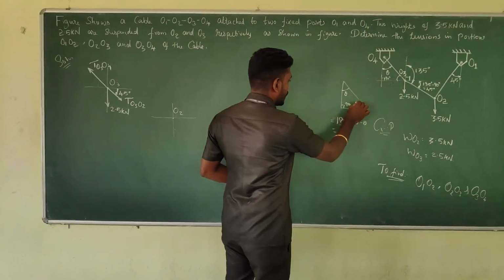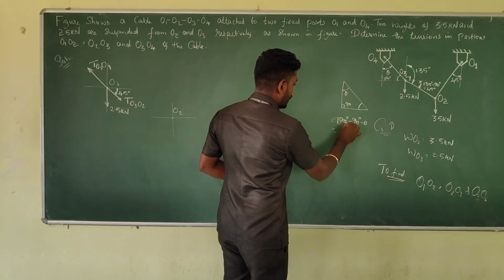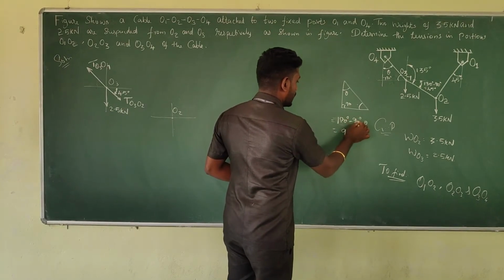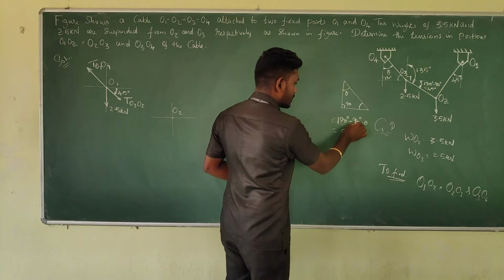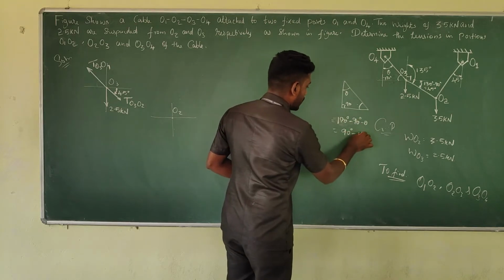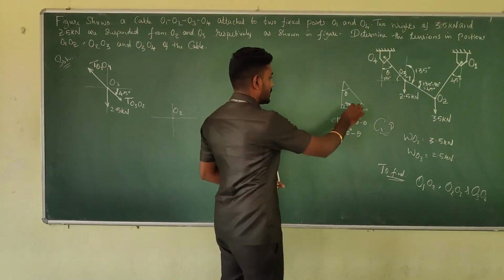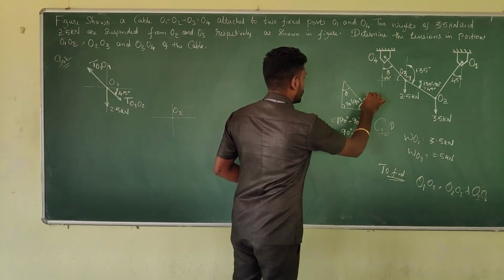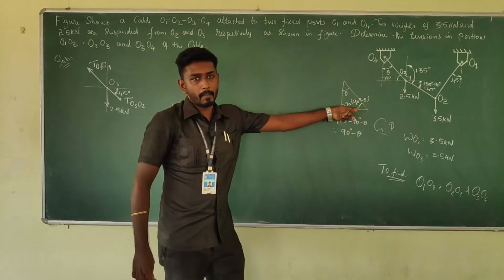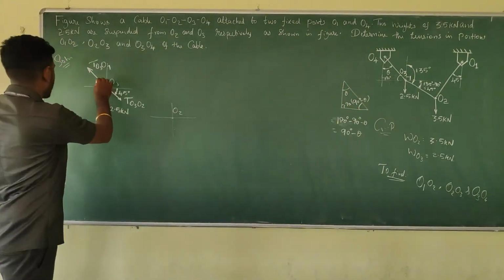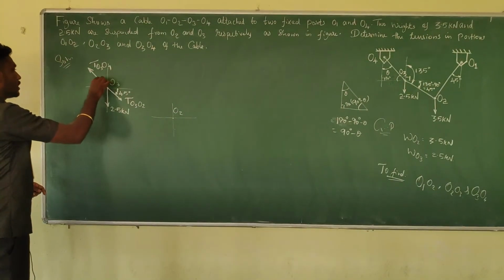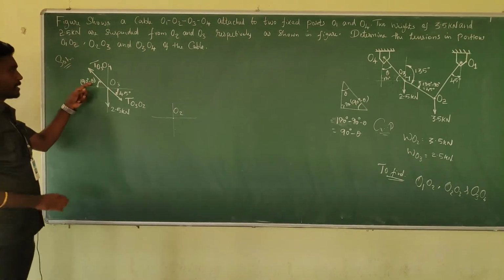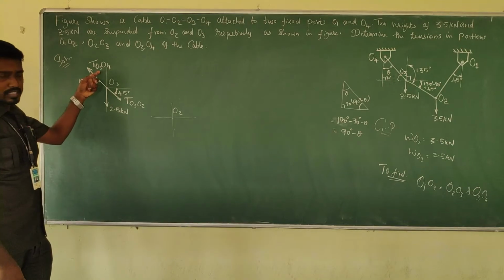So if I simplify it, from 180 just subtract 90, you will get 90. It will be 90 minus theta. So this is the angle, 90 minus theta. Okay. So here comes 90 degree minus theta. This is the angle for this tension force.